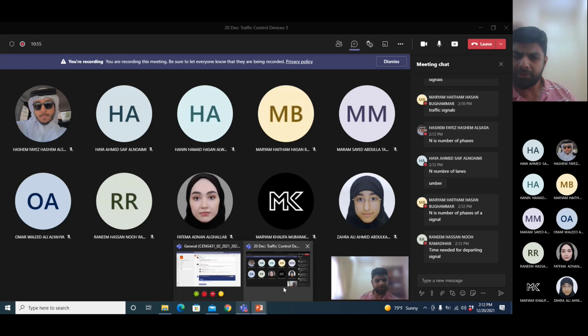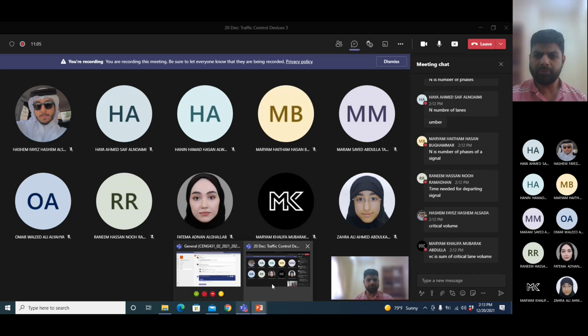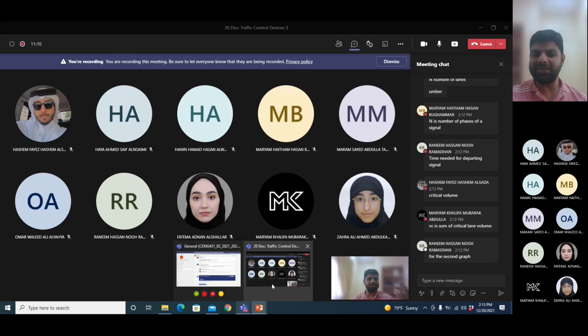That is cycle length. Critical volume, maximum volume. Okay, fine. Yeah, it's written sum of critical lane volume. I know it's written, but what did I call VC? Okay, what did I call VC? VC is basically the maximum volume.